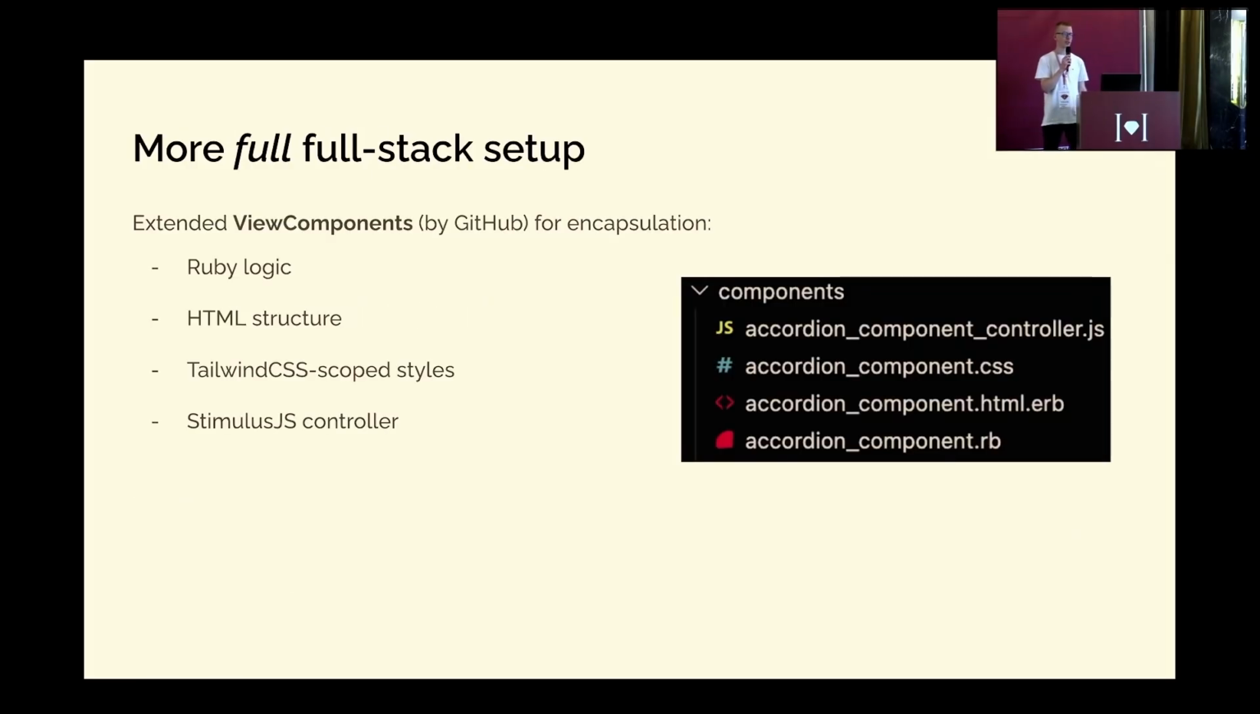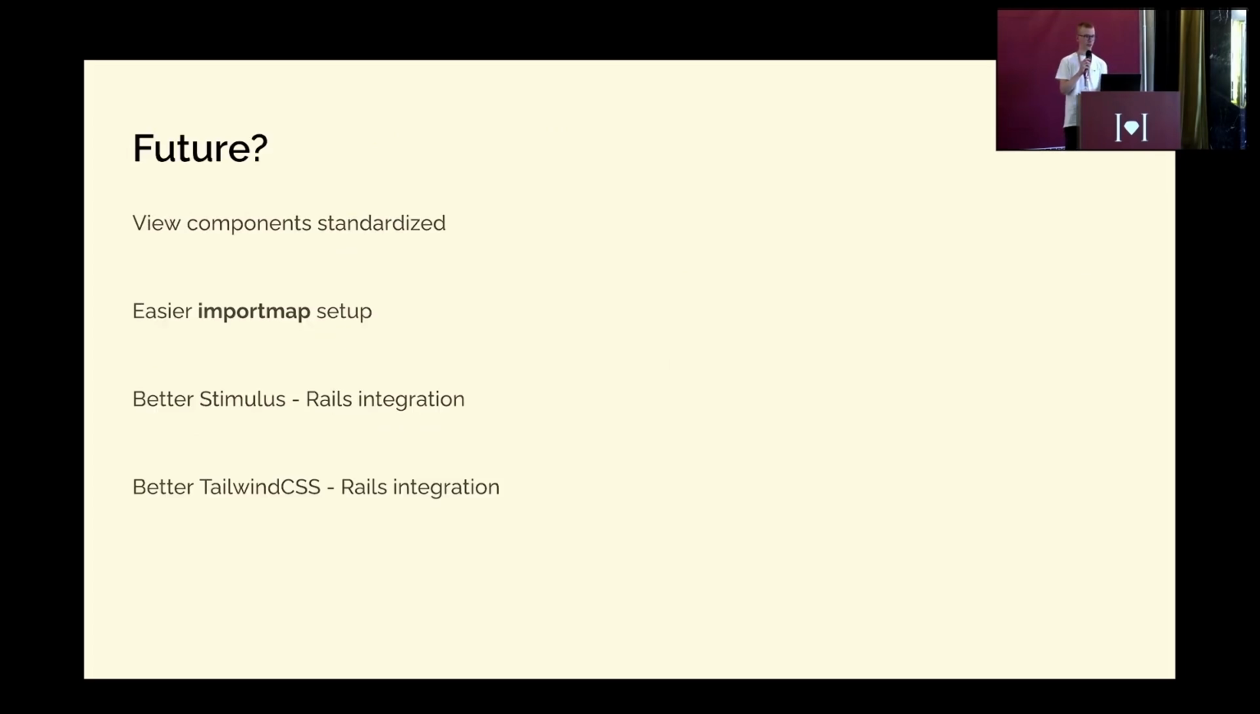So in that project that I mentioned, we went further. We used ViewComponents from GitHub to push the full stack approach more and have everything inside Rails, written in proper Ruby classes. So we have a single component that has its own JavaScript controller, its own style, its own HTML template, and that is very encapsulated and very easy to manage. It is very easy to test, and it's like web components.